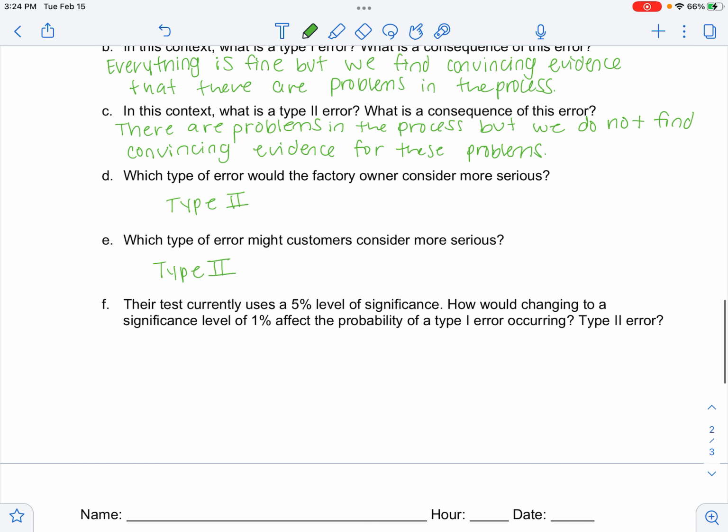So their test currently uses a 5% level of significance. How would changing to a significance level of 1% affect the probability of a type 1 error occurring? How about a type 2? So the probability of type 1 error, we know, is equal to alpha, our significance level. So if it lowers from 5% to 1%, then that means too that the probability of type 1 error would lower.